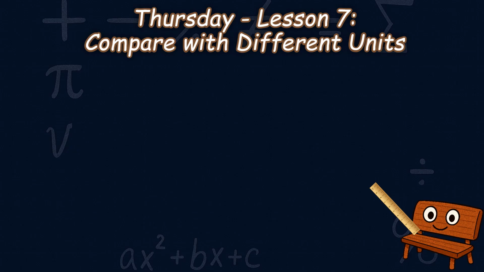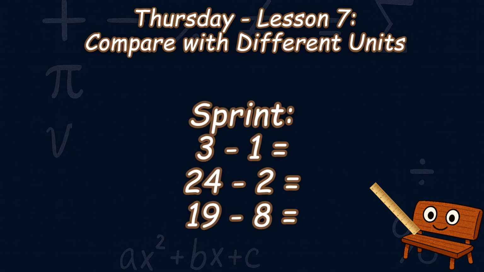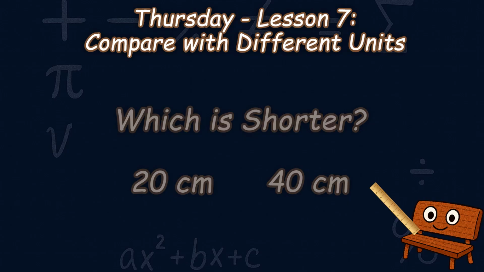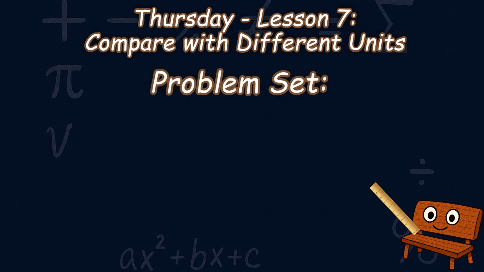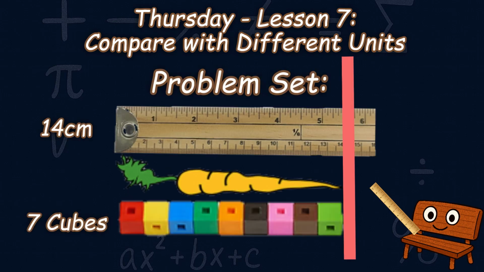On Thursday, September 11th, Lesson 7 will be about comparing with different units. The sprint for that day will be subtraction sprints, which gives practice in finding differences quickly. The fluency warm-up, which is shorter, has students identify the shorter of the two given lengths and write a number sentence with it. The problem set then has tasks where the same object is going to be measured in different units, for example, cubes versus centimeters.